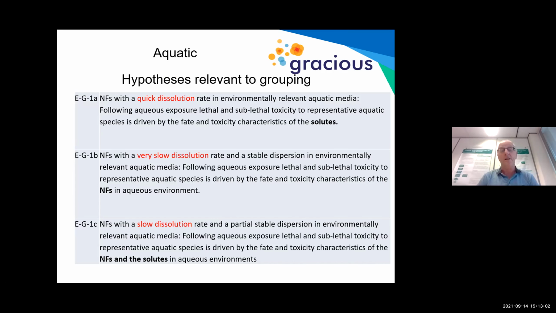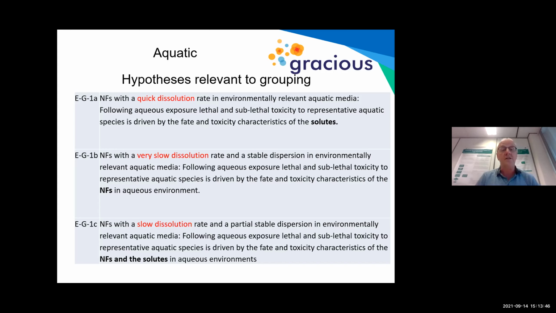Now, the case study is related to one of the aquatic hypotheses related to the link between dissolution rates and toxicity. And in the IATA, there are a number of options given with regard to the ratio of dissolution rate and toxicity. I've modified it a little bit and focused only on the dissolution rate in what is shown on this first slide. And I've made a distinction between quickly dissolving nanomaterials, very slowly dissolving nanomaterials, and slowly dissolving nanomaterials, with the definitions of quick, very slow, and slow still to be decided in terms of dissolution rate constants.